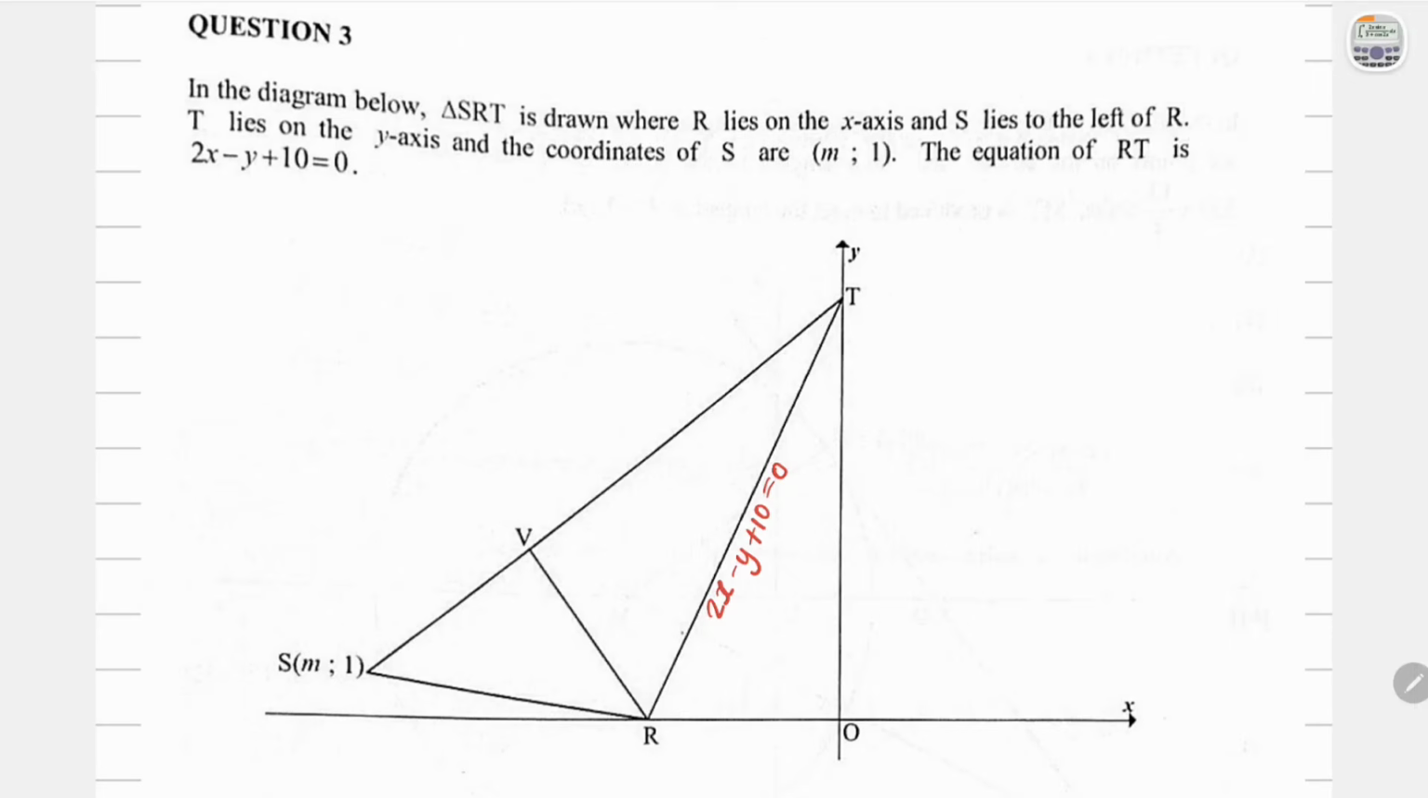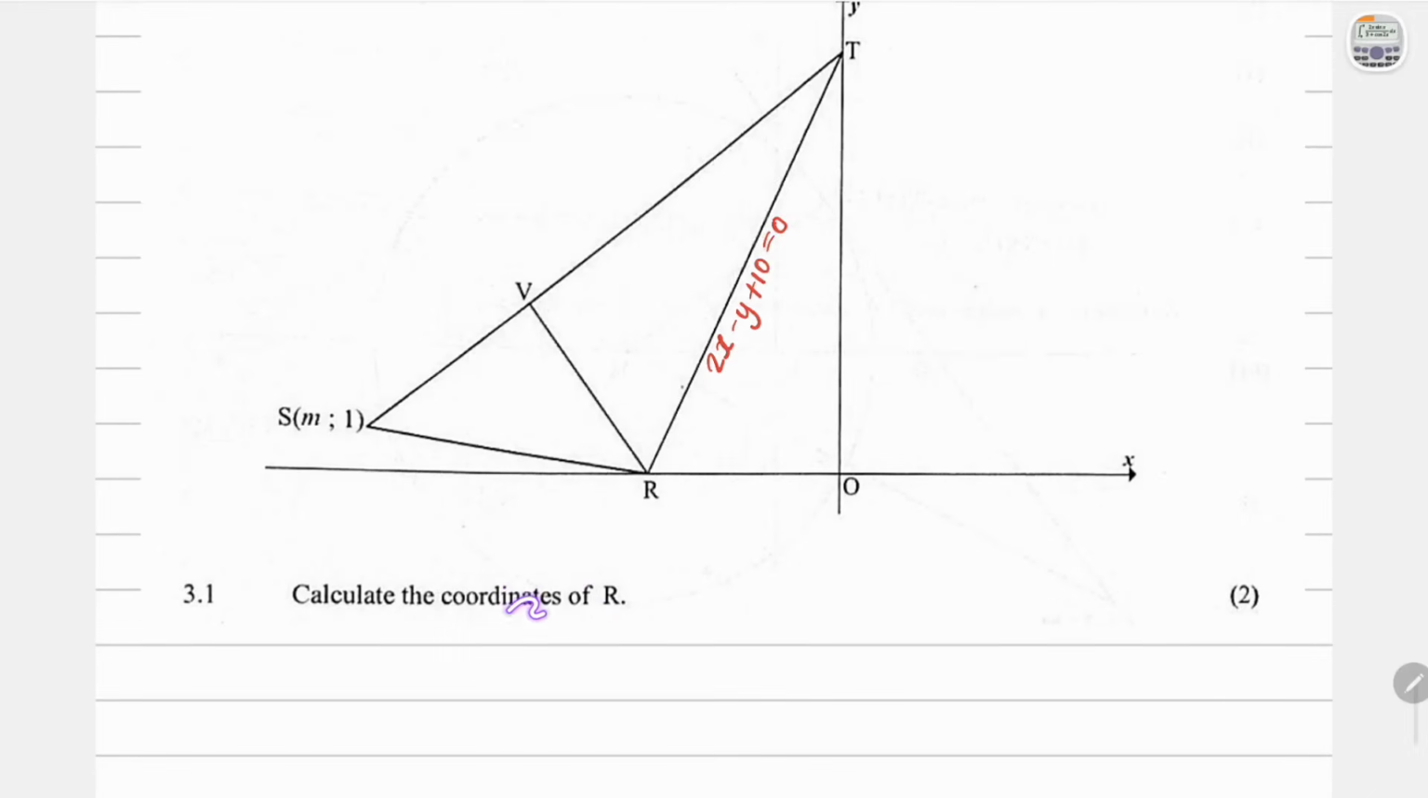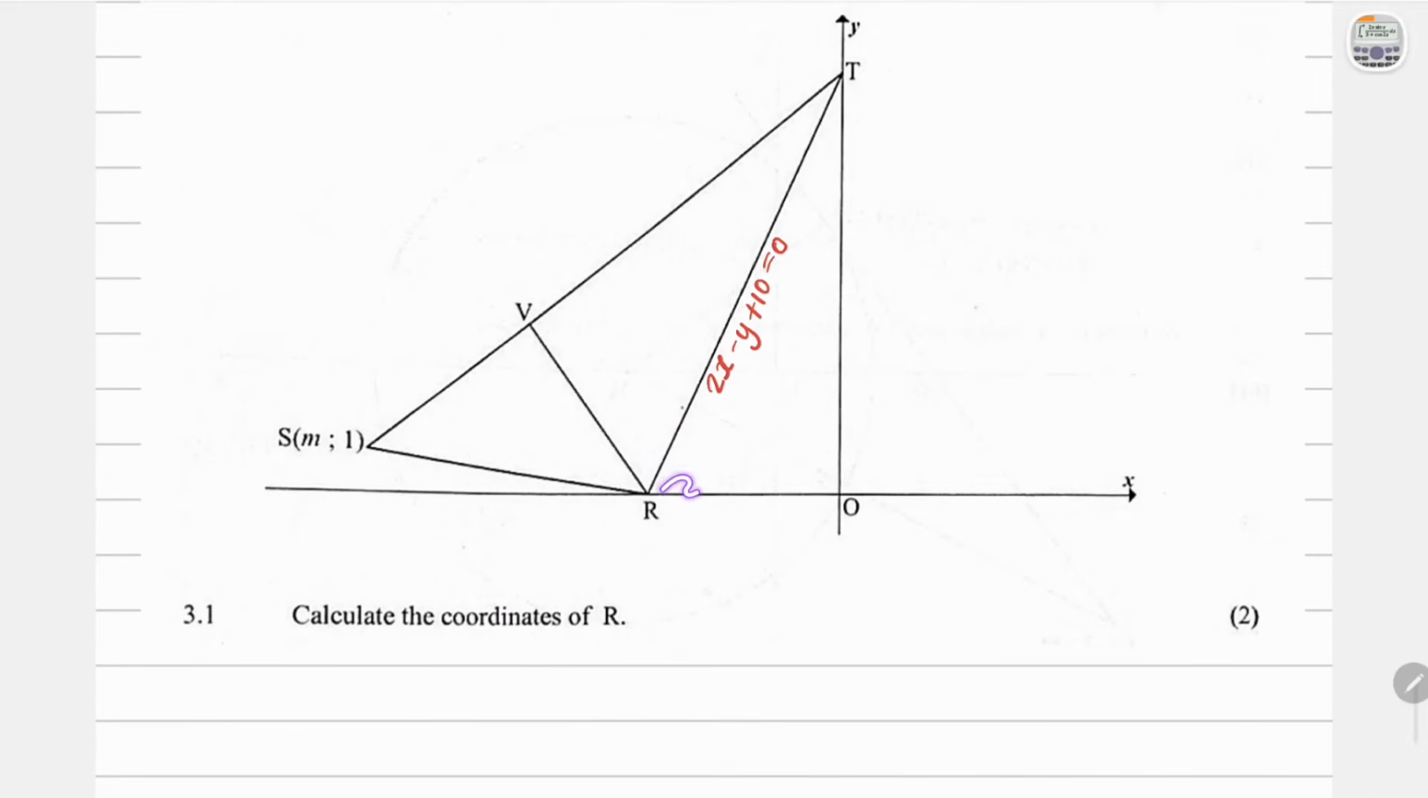Okay, and the first question, 3.1, says calculate the coordinates of R. So to find R, we need to see where exactly it is. Do you see that it lies on this line, which we already have the equation of, and it is specifically on the x-axis. So this is an x-intercept. And what do we know about x-intercepts? At the x-intercept, the y value of this point is equal to 0.